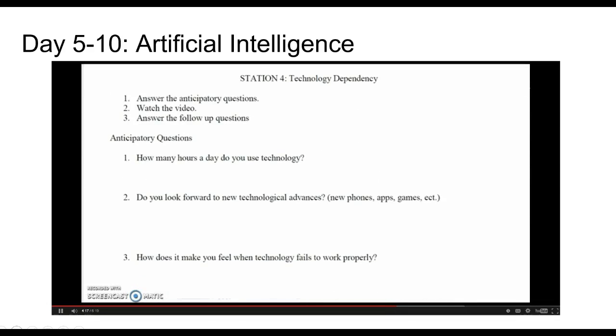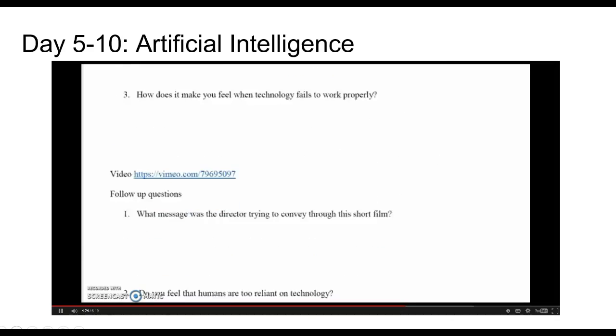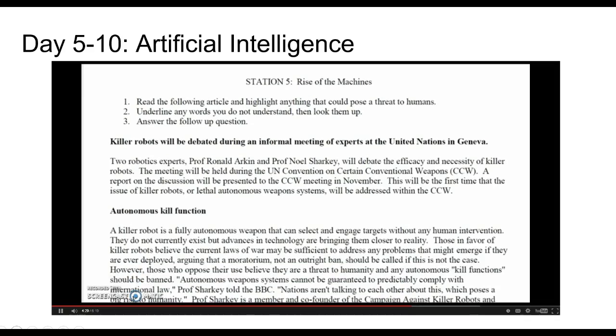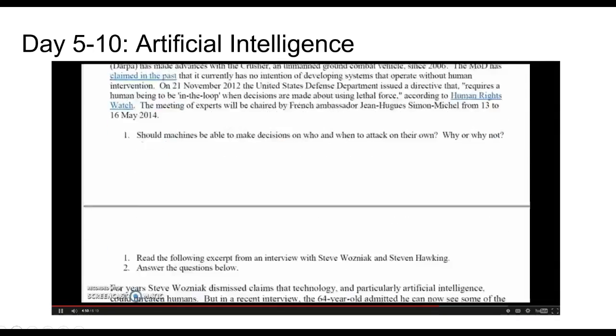Station 4 talks about technology dependency, and there's a short video with that, just to get the students to think about how much they actually use technology. And Station 5 talks about the use of artificial intelligence in military applications. What some people eventually think may happen is that if the machines are allowed to think on their own, they might actually have a deeper understanding of things and be able to think faster than humans. So they might be able to actually take over at one point.